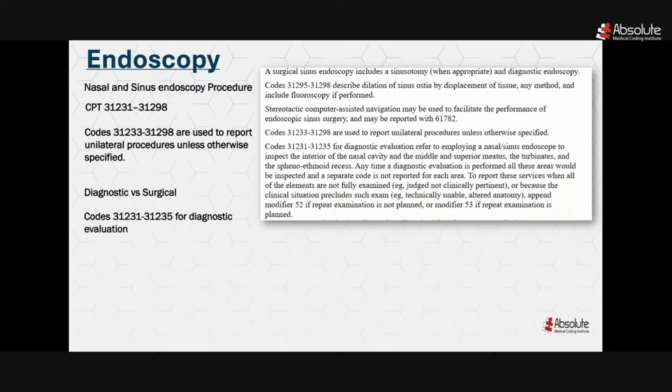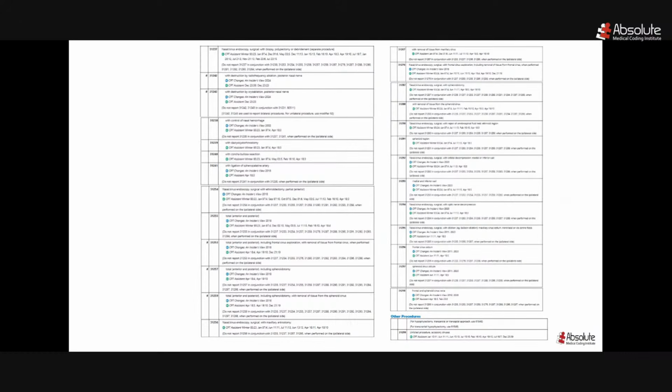Okay, so let's move on, and now let's talk about the surgical nasal and sinus endoscopy. The code series is from 31237 through 31298. You can see all these codes fall under surgical nasal endoscopy. And here is the most important rule to remember. Surgical sinus endoscopy already includes your diagnostic endoscopy as well. And CPT also tells us that surgical sinus endoscopy includes a sinusotomy when appropriate, and that work is built right into the surgical code.